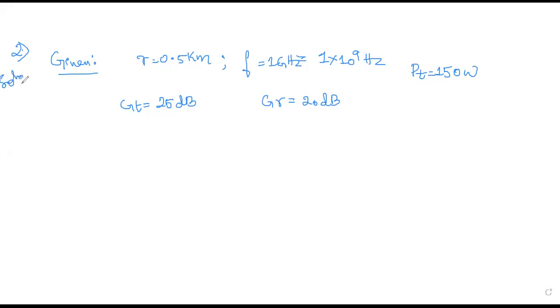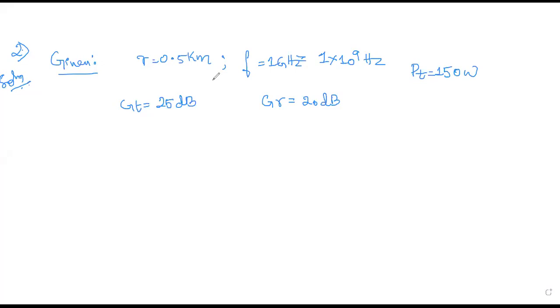Okay, just see the question and write down what the given parameters are. You can see the distance is given, which means R is equal to 0.5 kilometer. Frequency is 1 gigahertz, and the transmitting antenna has 25 dB gain, which means the gain of the transmitting antenna is given, as well as the gain of the receiving antenna. And the transmitting antenna input, which means the transmitting power, is given, which is 150 watt.